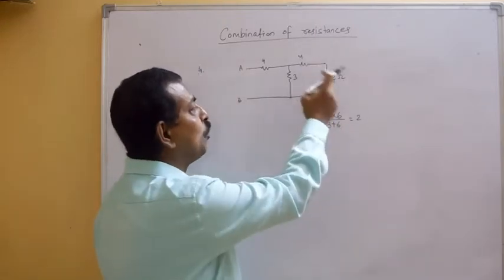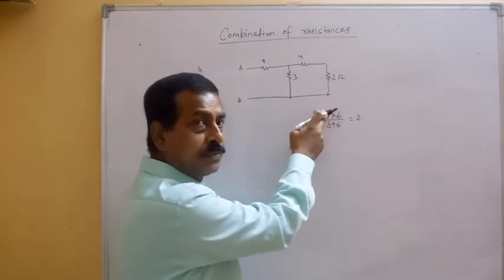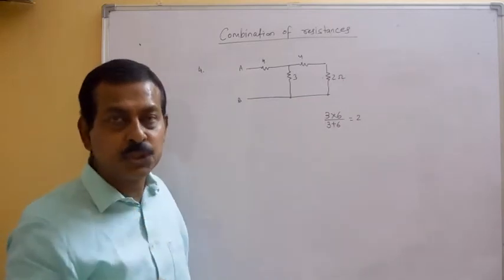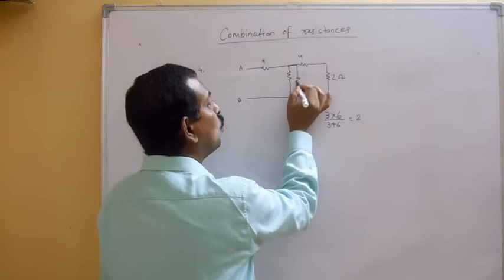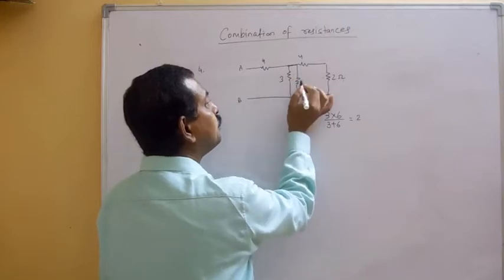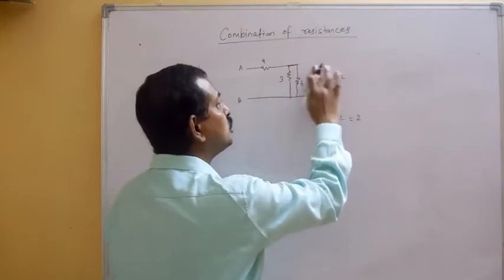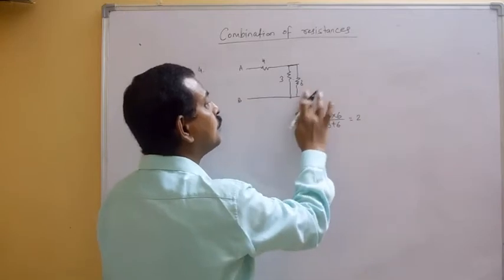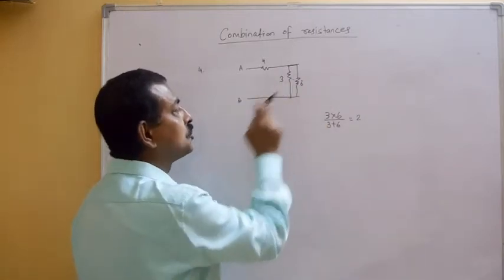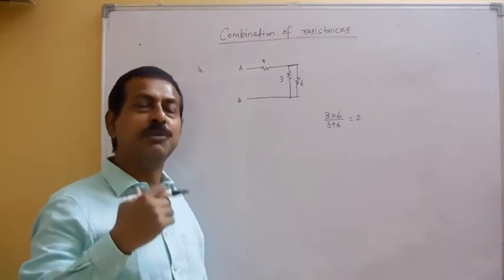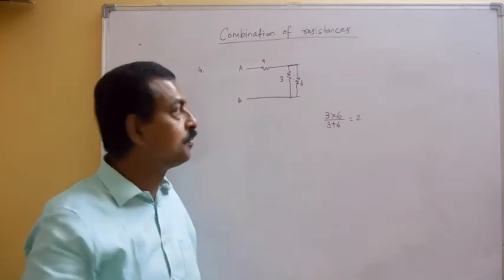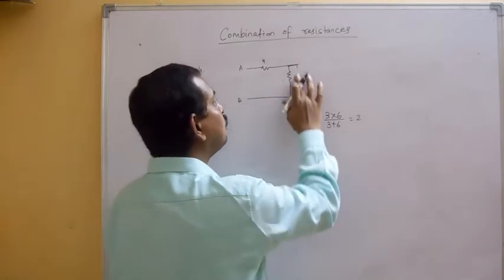Again, we have 4 and 2 in series, giving you 6 ohm. That 6 ohm here will be in parallel with 3 ohm, which is already given. Again, this 3 and 6, they are in parallel. So they will give you again 2 ohm. So it will be 2 ohm.